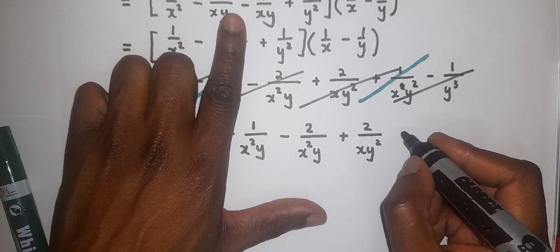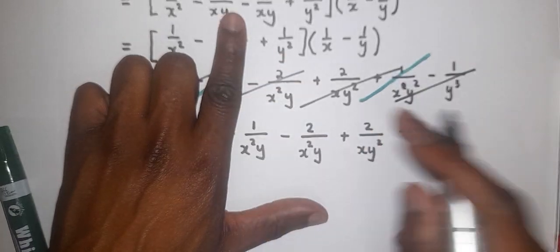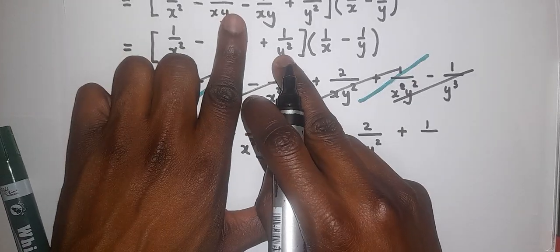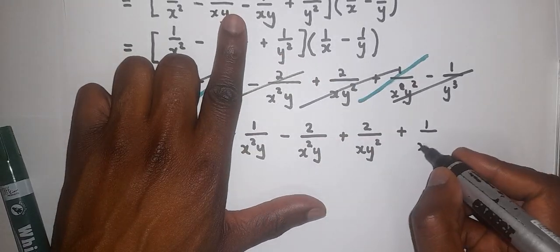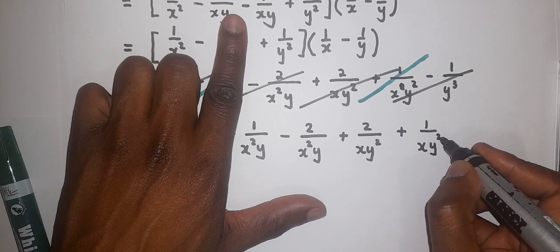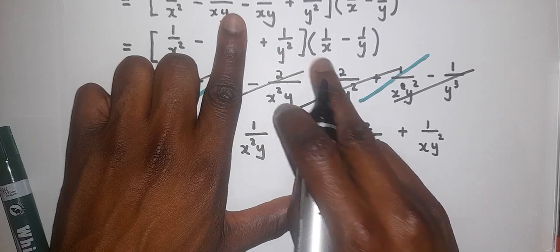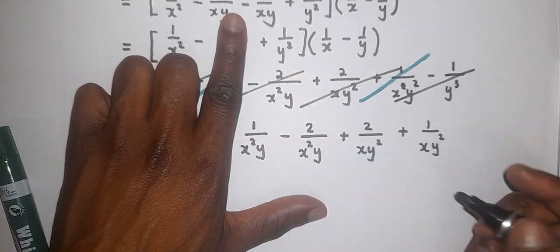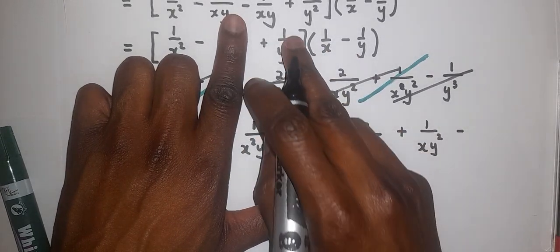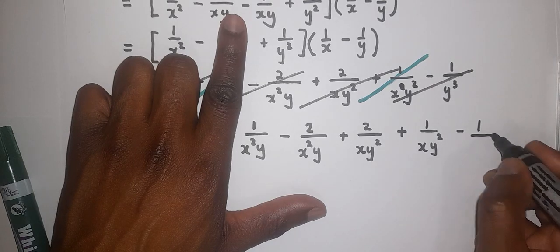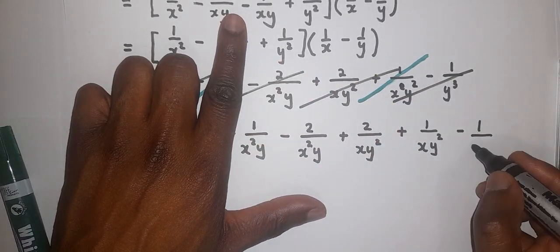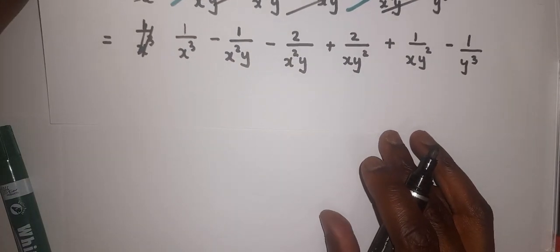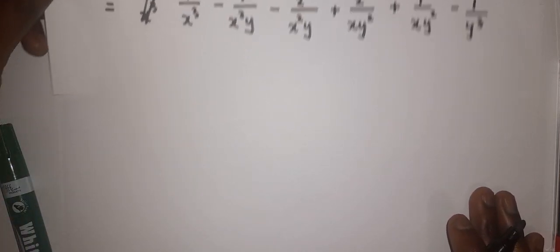Right, then the last term now, plus, because positive times a positive. 1 times 1 is 1, divided by x, y squared times x. This is x, y squared, because it's y squared times x, so it is x, y squared. Then positive times a negative, it's a negative. 1 times a 1, a 1, divided by y squared times y. This gives us a y cubed. Right, ladies and gentlemen, let us check what information we have right here.